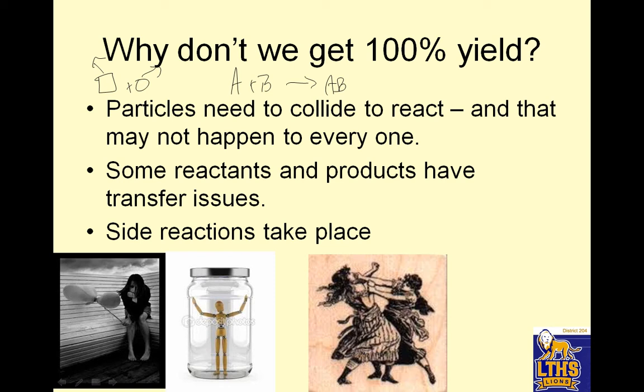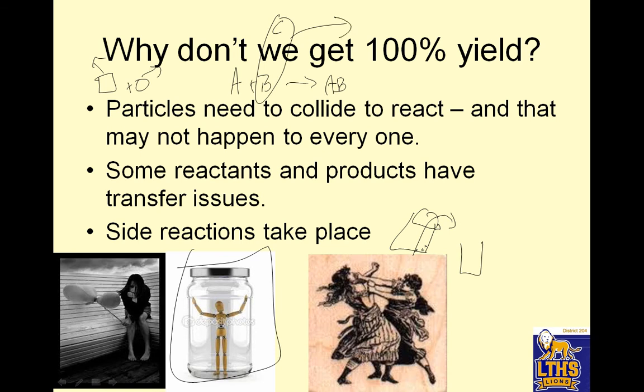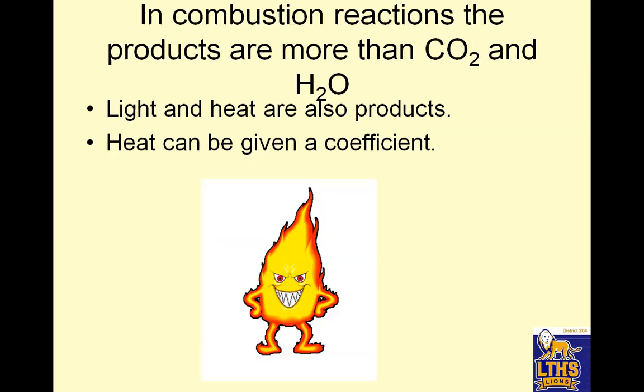Some reactants and products have transfer issues. If you're trapped in the container, so if I have a beaker, oh, look at my artwork, and I'm pouring stuff out, some of it is always left over. You may think you're pouring it all in there, but you can't recover it. And sometimes side reactions take place. If A plus B yields AB, but along comes C and goes, I love you, B, I'm going to take you away, then you won't get as much AB as you'd like. So you need to be able to list the three reasons why you don't get 100% yield: sad and lonely, trapped, side reaction.